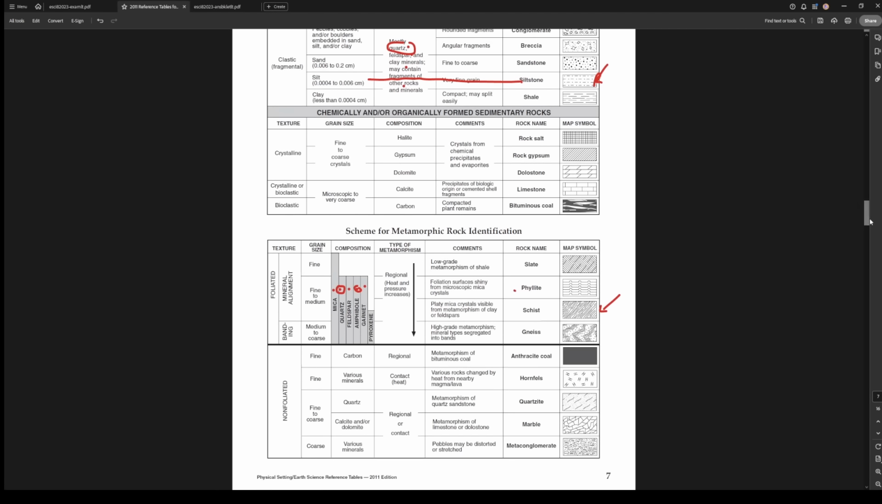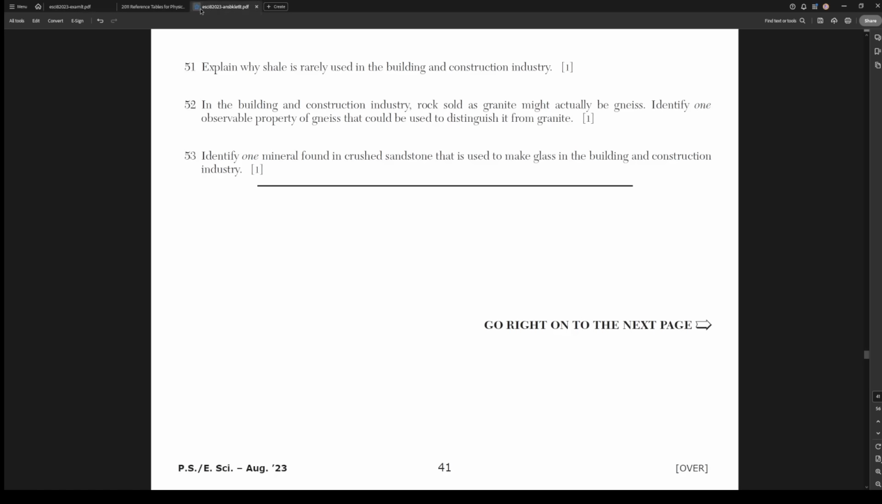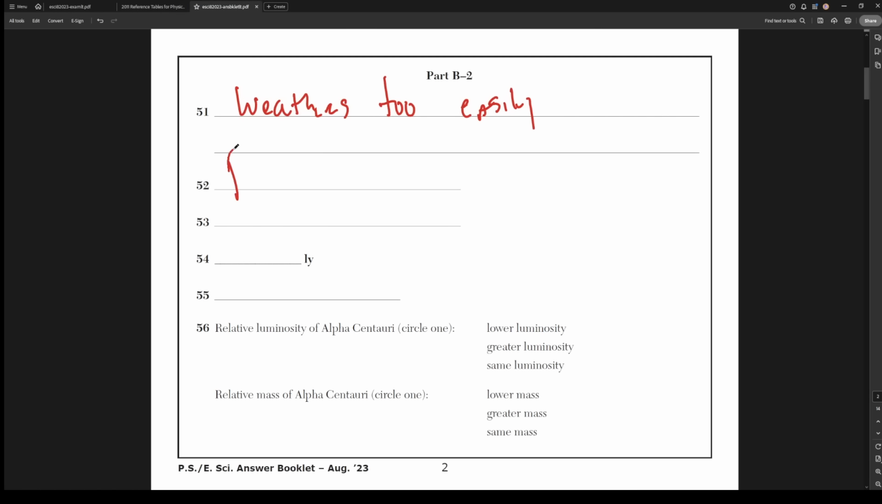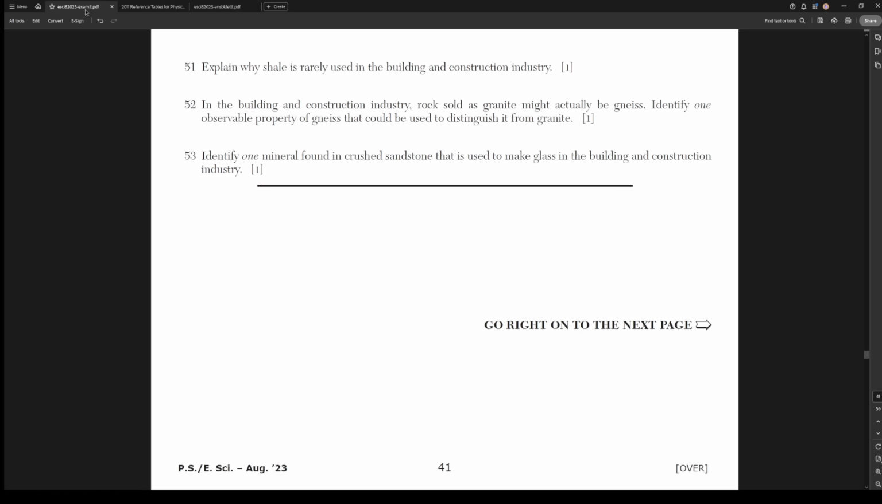Thing about gneiss, banding. Banding or foliation are going to be your answers there. I'm going to write banding. You could also write foliation.